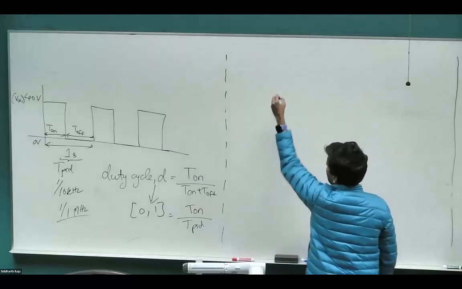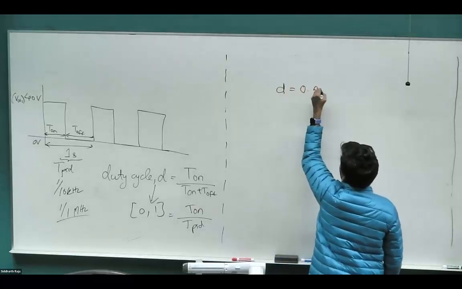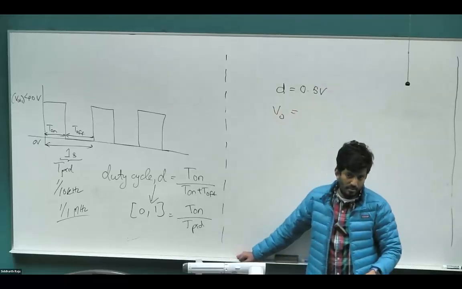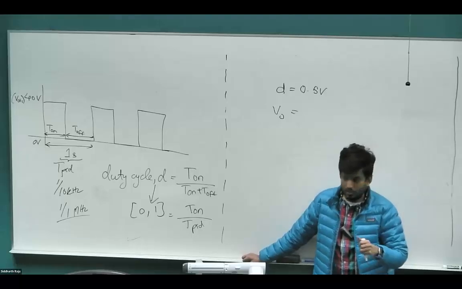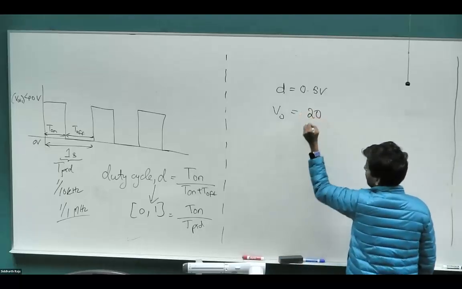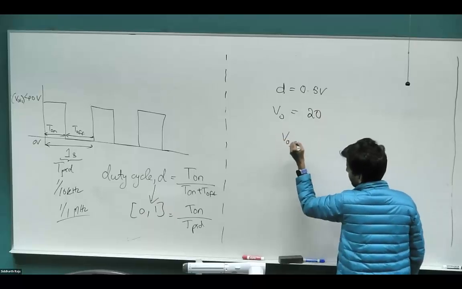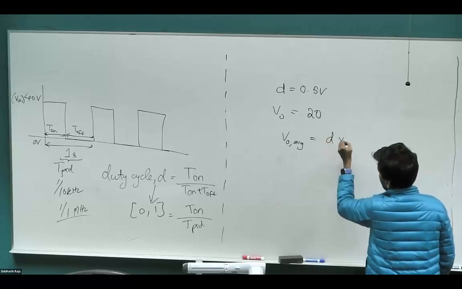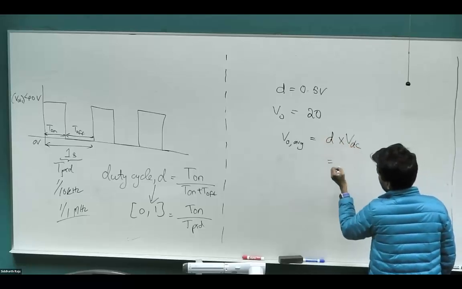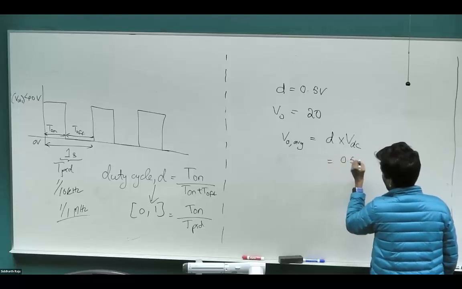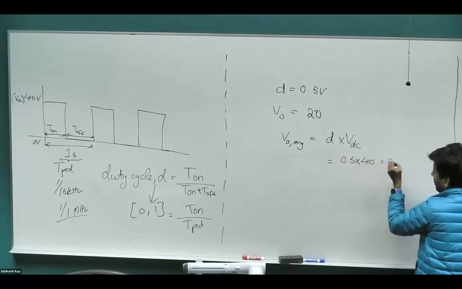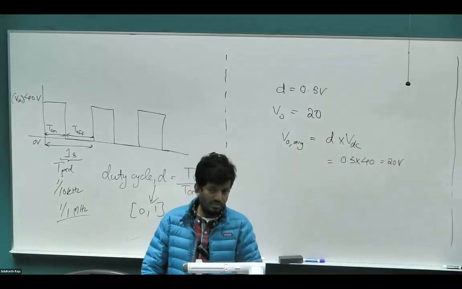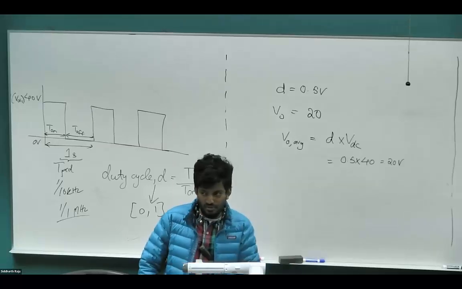Now let's say the duty cycle is 0.5. What is my output voltage going to be? Was it 20 volts? So our average output voltage is going to be equal to our duty cycle times VDC. So that's 0.5 times 40, which is equal to 20 volts. How do you mathematically prove that it's going to be 20 volts? It's quite intuitive that the average is going to be 20.